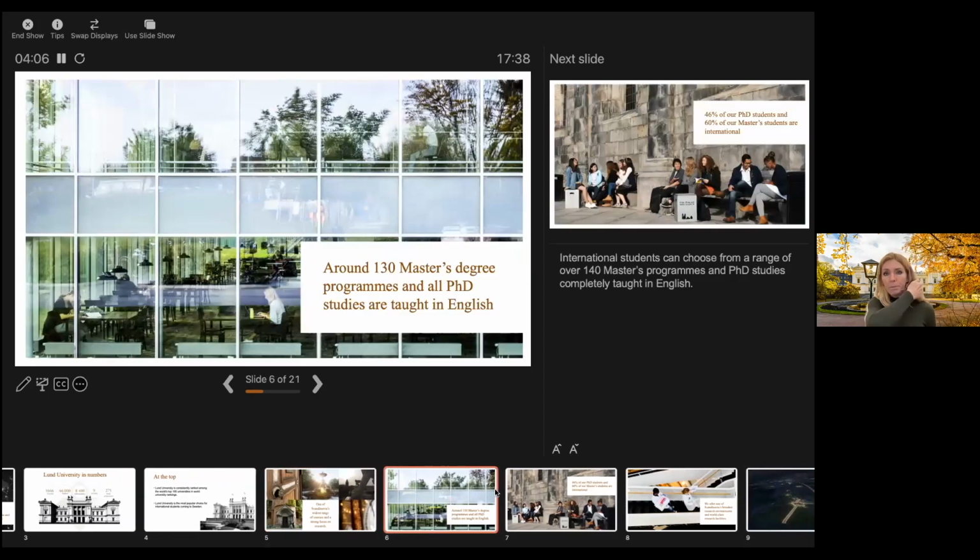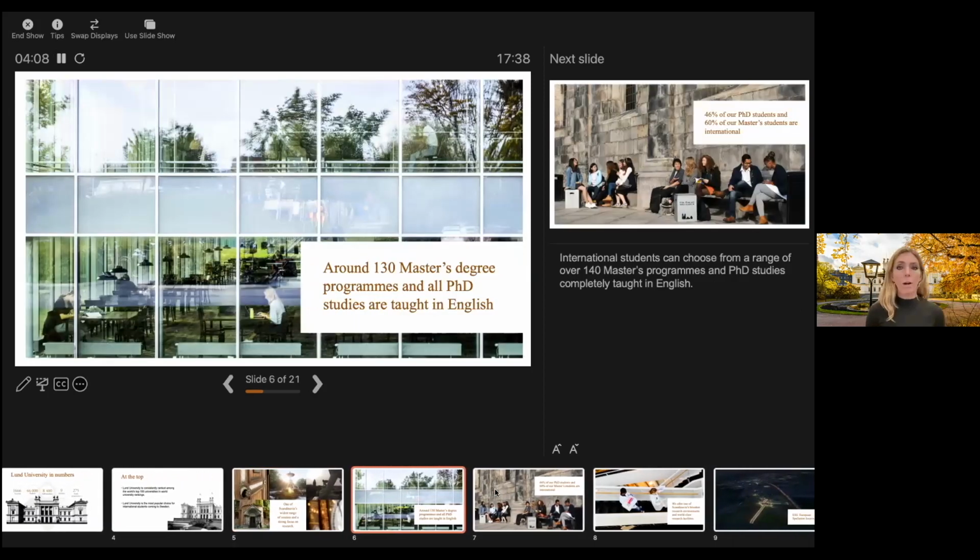So we offer about 130 different master's degree programs that are completely taught in English. And we also have all of our PhD studies in English. So this is definitely the language that you will need if you want to come and study in Sweden at Lund University. A lot of students are worried about this, thinking, do I need to speak Swedish and so on? And the answer is no. You can get by very, very well only on English.